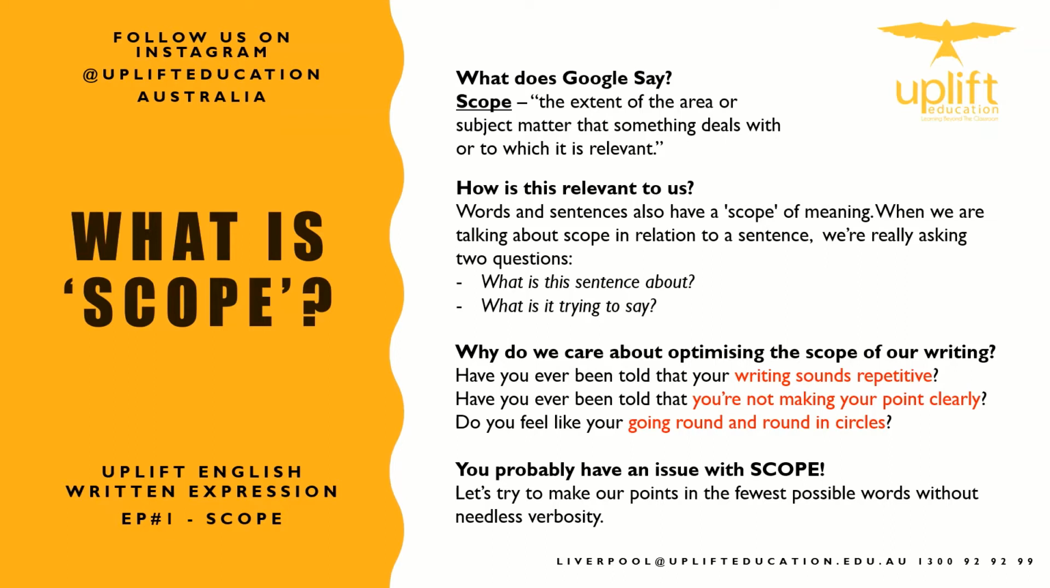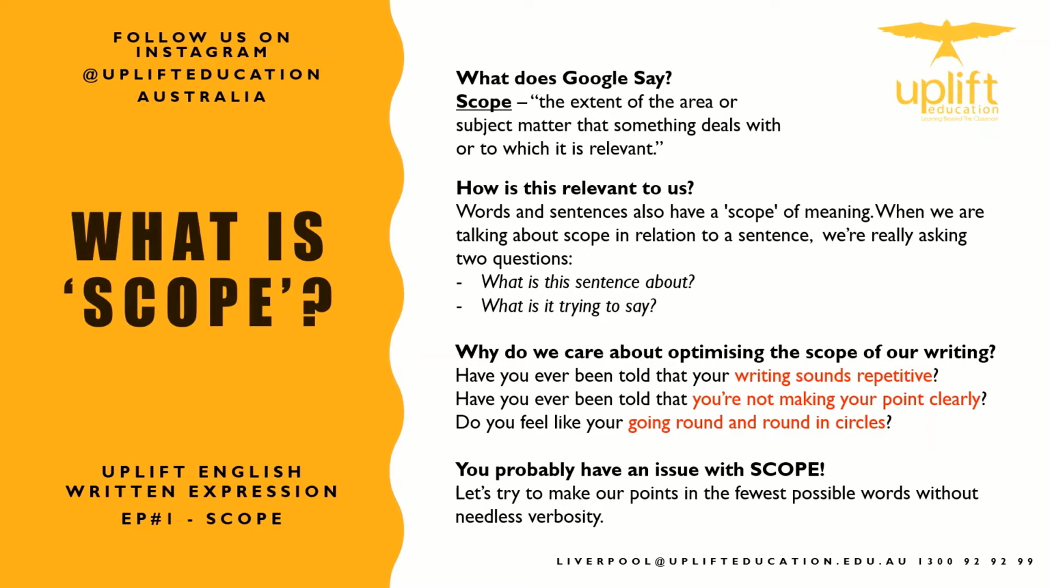So scope refers to the extent of the area or subject matter that something deals with or to which it is relevant. Now, on that point of relevance, you might be asking, how is this relevant to writing? Words and sentences also have a scope of meaning. When we are talking about scope in relation to a sentence, we're really asking two questions: What is this sentence about? And what is it trying to say?